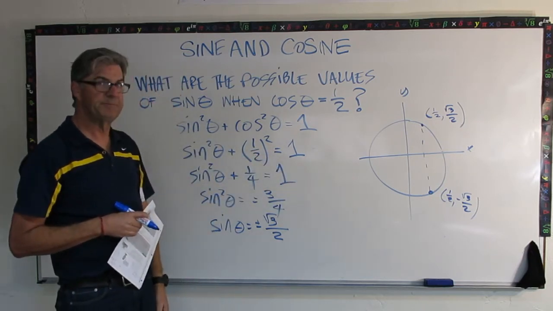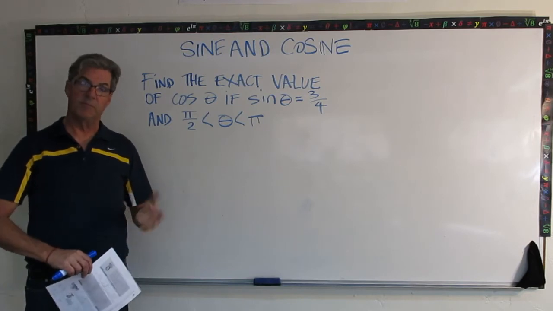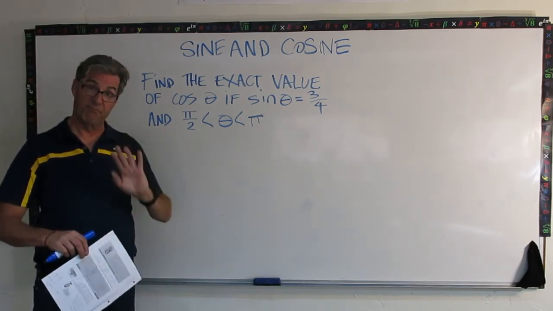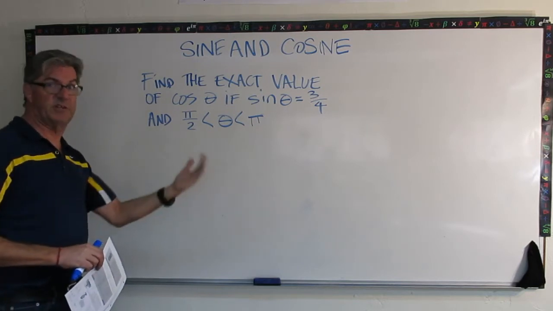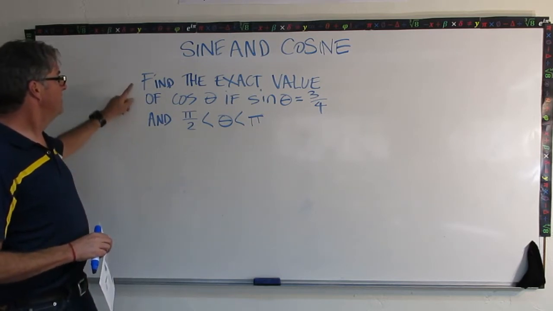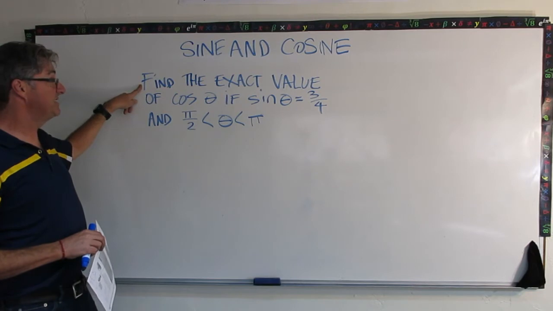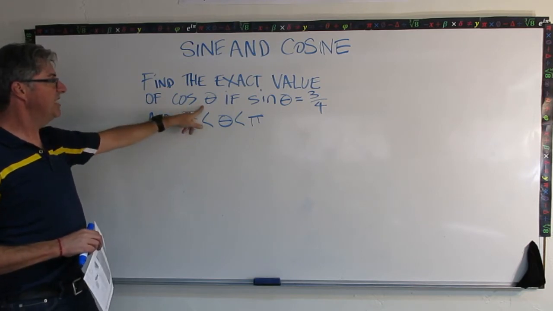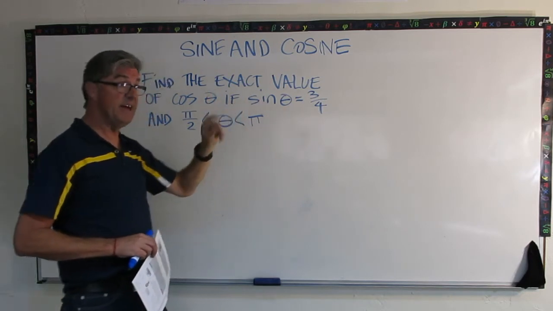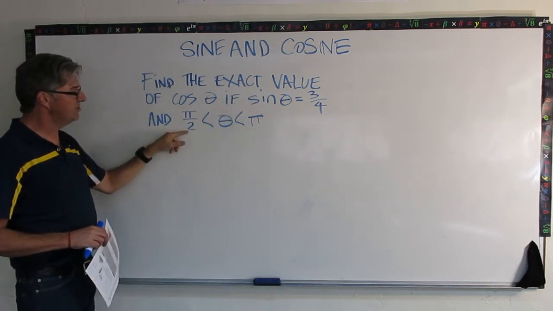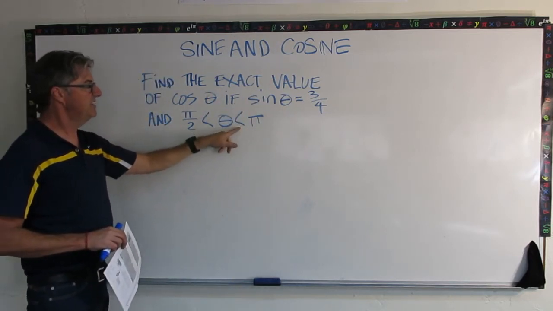Okay, let's try another problem. We're going to get a little bit more complex, so follow along, pause the video, do what it takes to understand. Or write down a question and bring it to our next class. Okay, so it's saying, find the exact value of cosine theta if sine theta is 3/4 and pi over 2 is less than theta is less than pi.